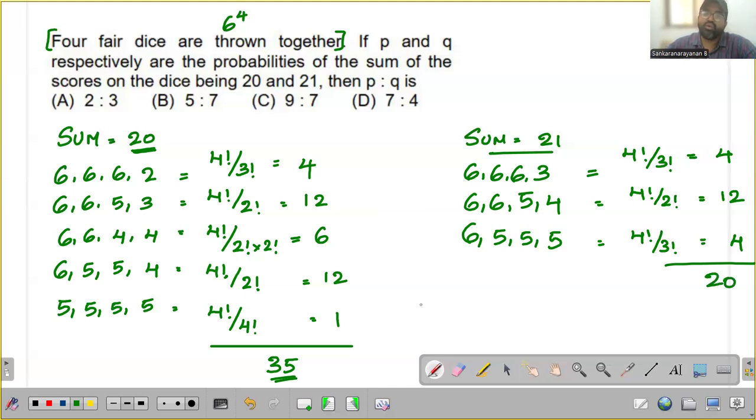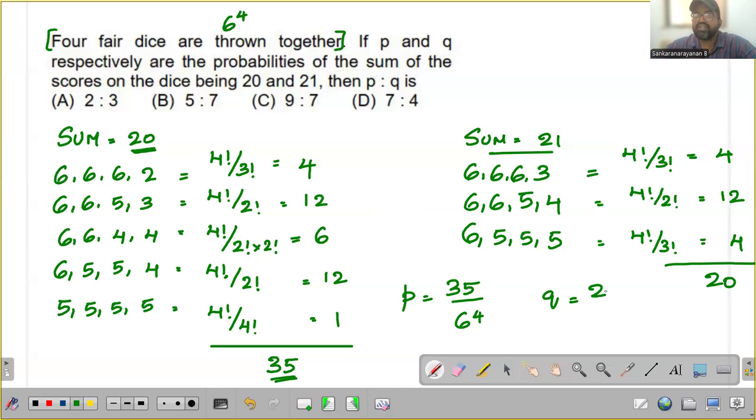Now let us find out the value for P. P means the probability that the sum is 20. That will be 35 divided by 6 power 4. What is Q? Q is the probability that the sum is 21.